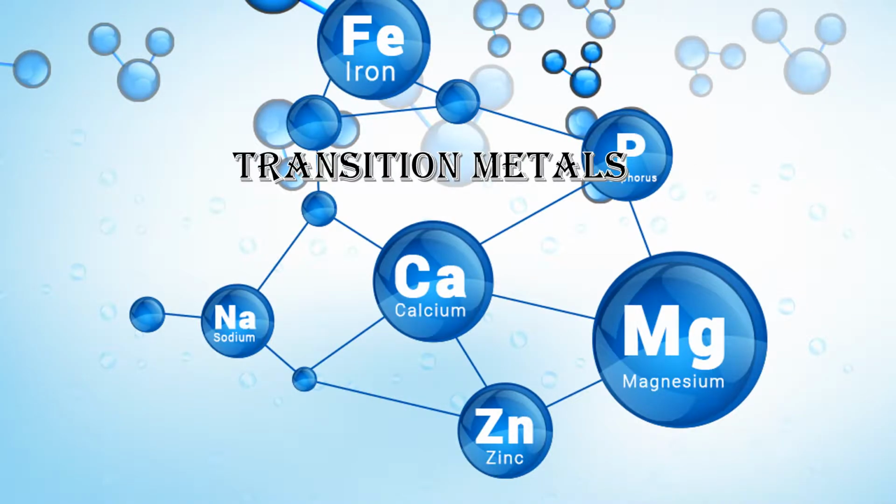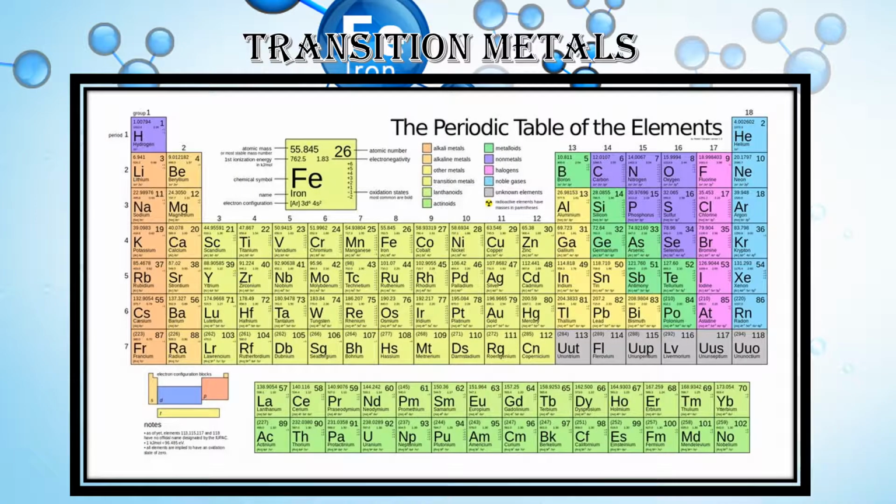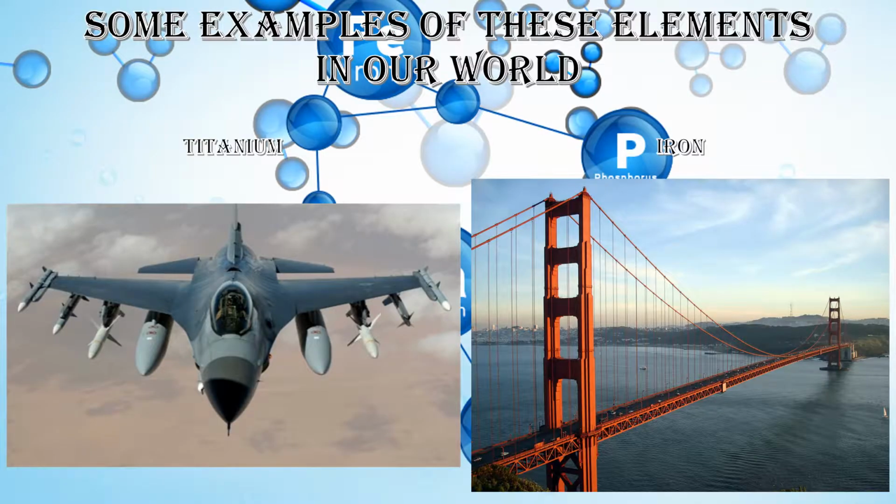Now, the transition metals. This is the largest group in the periodic table. And they're right here in the middle of this yellow group. The transition metals have various charges for different elements throughout their group. They are mostly unreactive, they're good conductors, and they have high boiling and melting points. Here are some examples of these elements. There is titanium, used for aerospace crafts, and iron, which is used for bridges, such as the Golden Gate Bridge shown here.